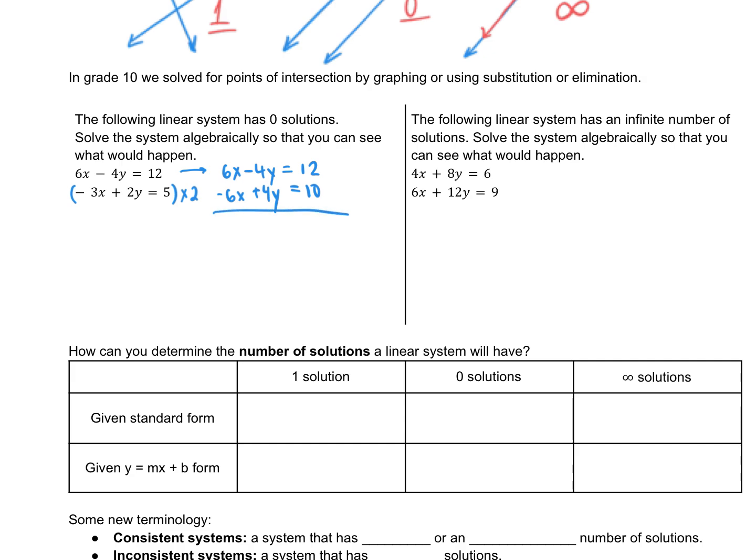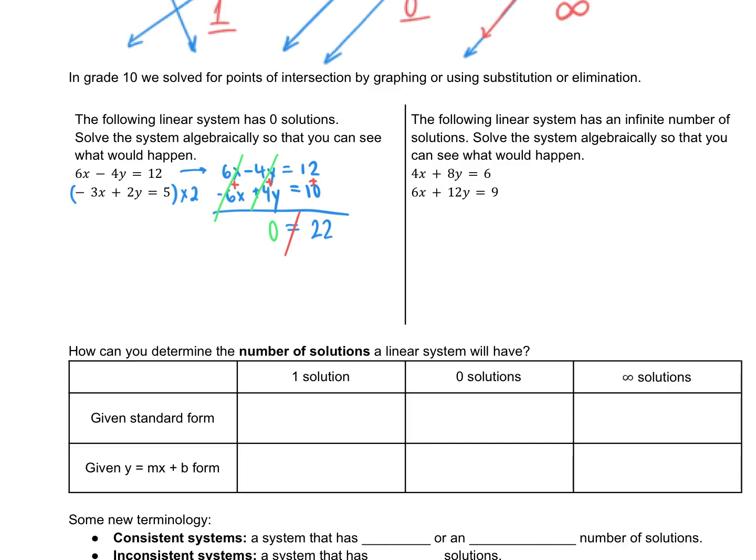Now, because my x's have opposite signs, I'm going to add. And when I add, 6x plus negative 6x is 0. But then for the y's, negative 4y plus 4y is also 0. So I have 0 on the left side. But then 12 plus 10 is 22, which clearly 0 does not equal 22, so we end up with this false statement. So my variables disappeared altogether, and then I end up with a false statement. That's my clue that there were 0 solutions here.